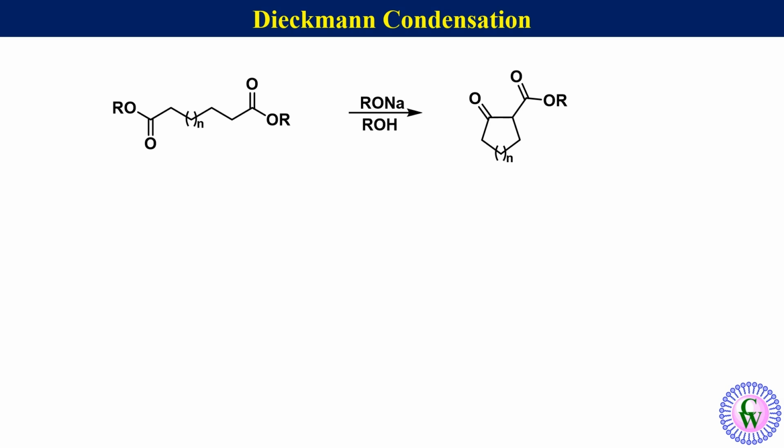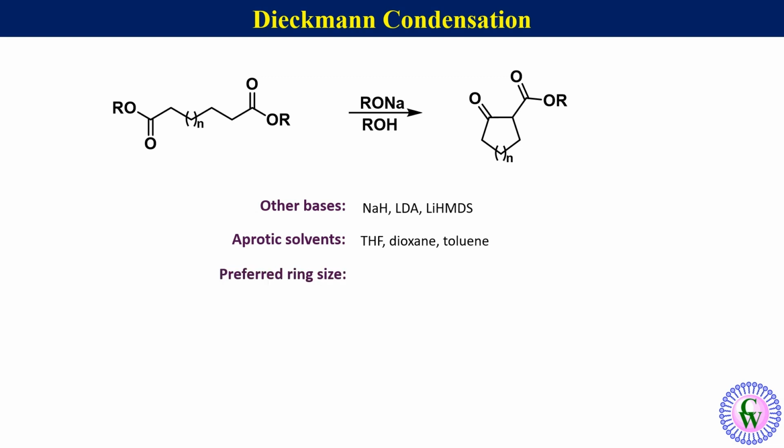You can also use other bases like sodium hydride, LDA, LiHMDS, etc. in an aprotic solvent like THF, dioxane or toluene. This condensation works well when there is the formation of 5 or 6 membered ring.